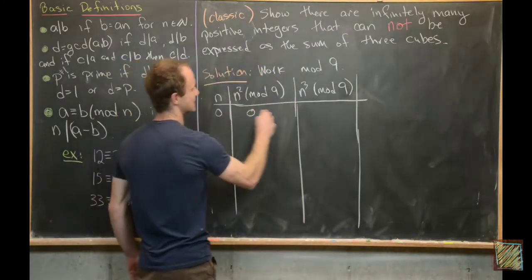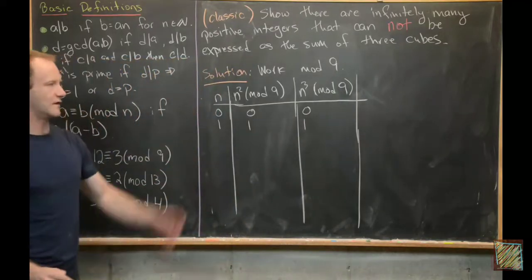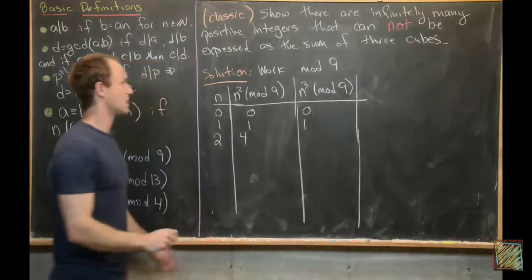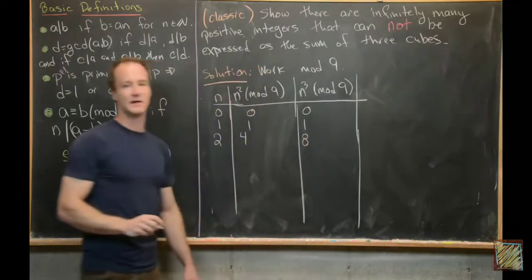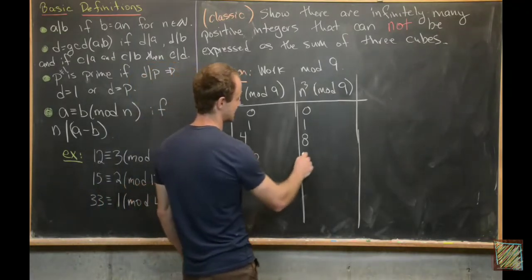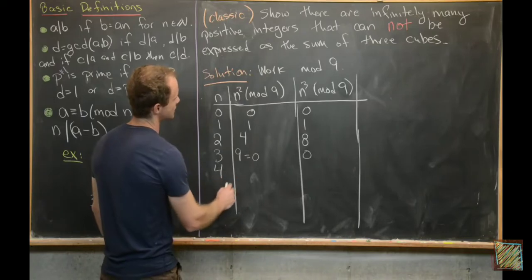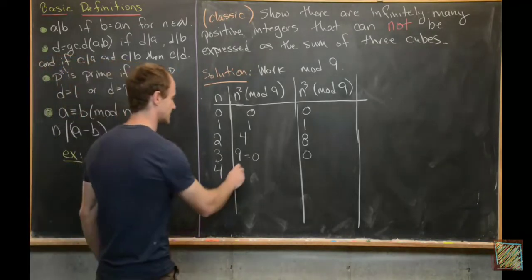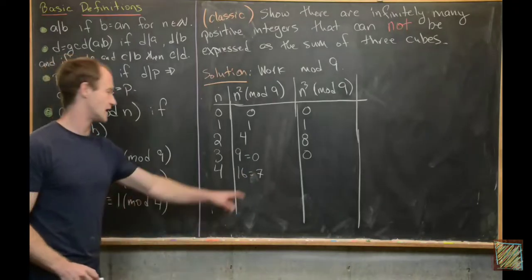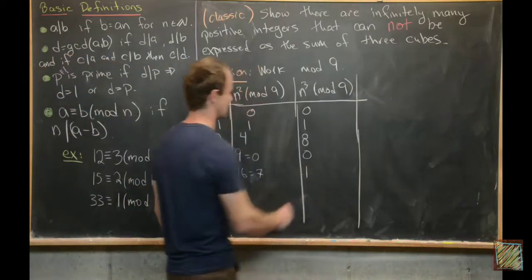So 0, 0 squared is 0, 0 cubed is 0, that's easy. So 1, 1 squared is 1, and then 1 cubed is 1, so that's not too hard either. So now 2 squared is 4, 2 cubed is 8. Well, that's not too bad either. Now let's look at the next one. 3 squared is 9. Well, that's already equal to 0, which means that 3 cubed is also equal to 0. Now let's look at 4. So 4 squared is 16, but notice 16 is equal to 7. Now we take 4 cubed, which is going to be 4 squared times 4. In other words, it's going to be 7 times 4. Well, that's going to be 28, but 28 is 1 more than 27, so that's going to be 1.